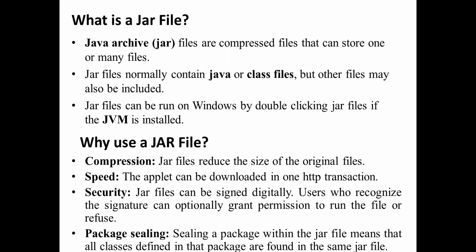And the third point, a jar file can be run on Windows by double clicking the jar file if the machine has the JVM installed. So this is very important. When you double click the jar file in Windows, first we have to install the JVM. And normally the jar file contains some Java files and also Java class files. But some other files can also be included.